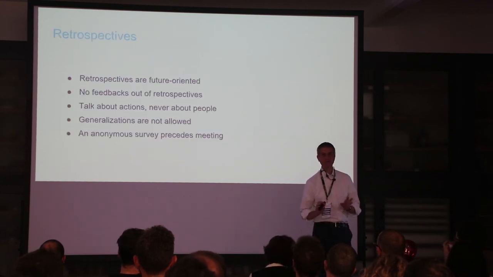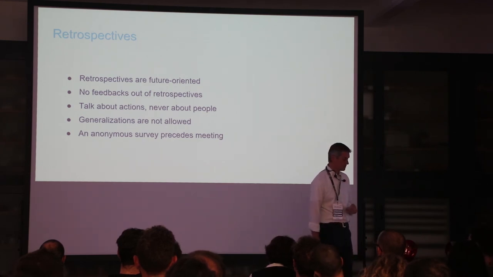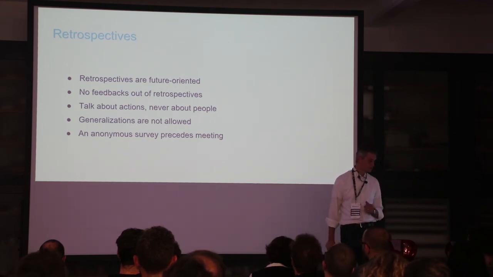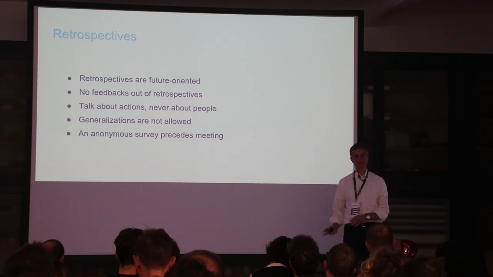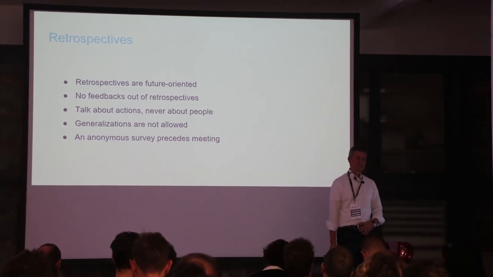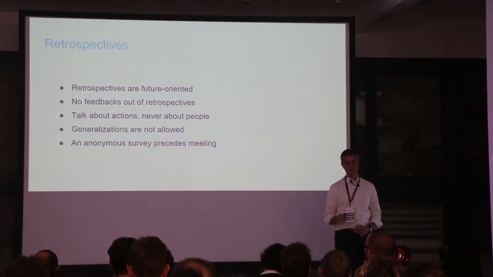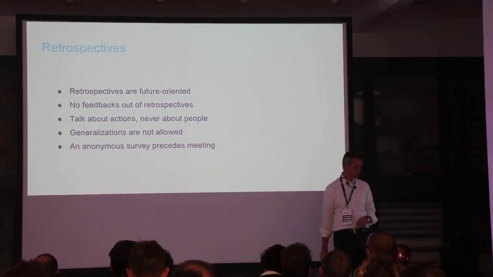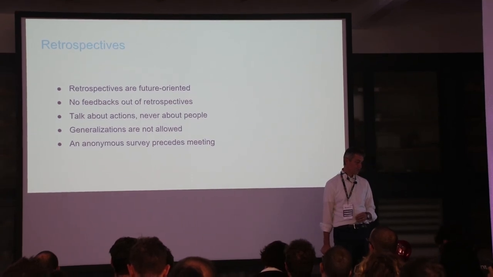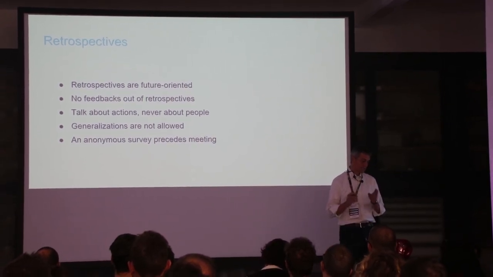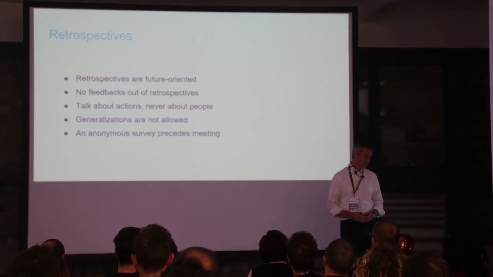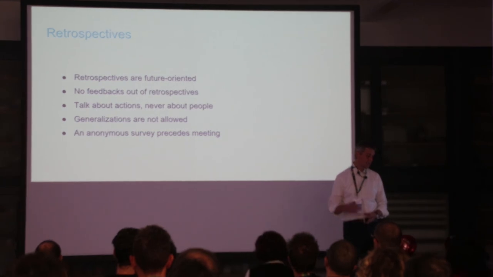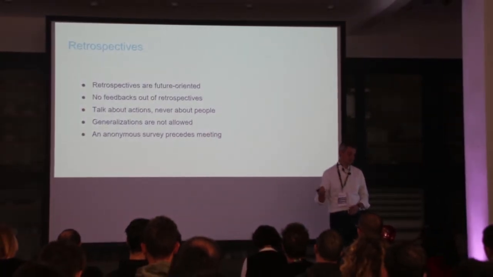For this reason, we structure the way we do retrospective. First, we are not a tribunal. The retrospective goal is to improve the way a team works, not to reproach someone. That's a very big cultural change. It's very difficult for people. That's why we always recommend that members talk about actions and facts or functions during retrospective, never about how another member of the team is as a person.